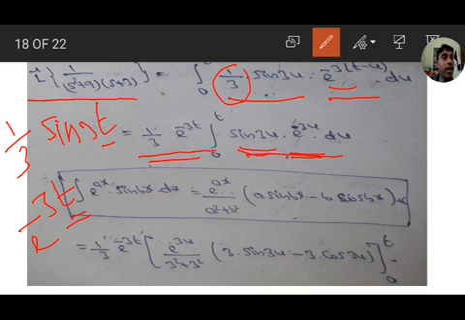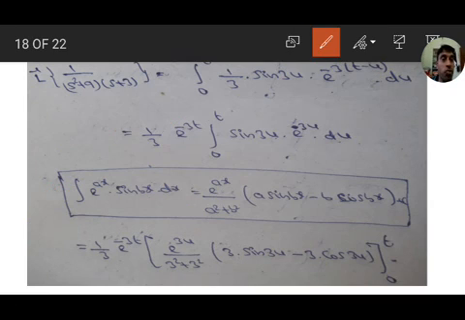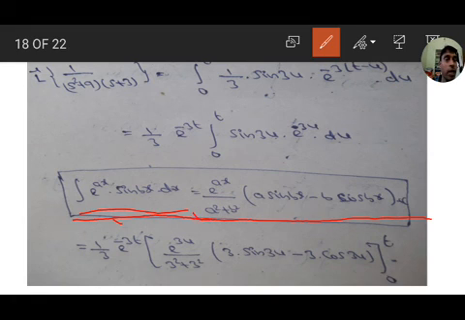For this integration, we have the formula: integration of e to the power of ax into sin bx dx equals e to the power of ax by a square plus b square, into a sin bx minus b cos bx, plus c. That is, e to the power of ax by a square plus b square, into a sin bx minus b cos bx, plus c.